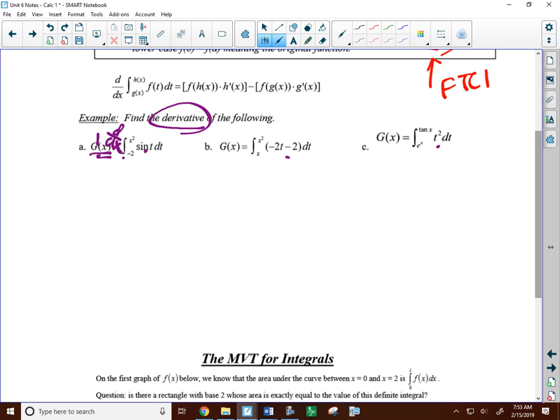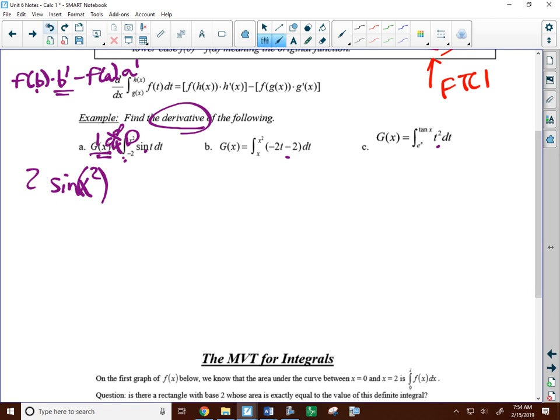Here's FTC2 in its final form. It really boils down to what I put up there: f of b times b prime minus f of a times a prime. So the integral and then the derivative are inverse operations. I'm going to get out something that looks like sine t. I start by putting in b. So that's sine of x squared. I'm putting in b, x squared, for t. And whenever you plug in the b, I have to do b prime. The derivative of x squared is 2x. You can write it after, I just like to not take an extra step.